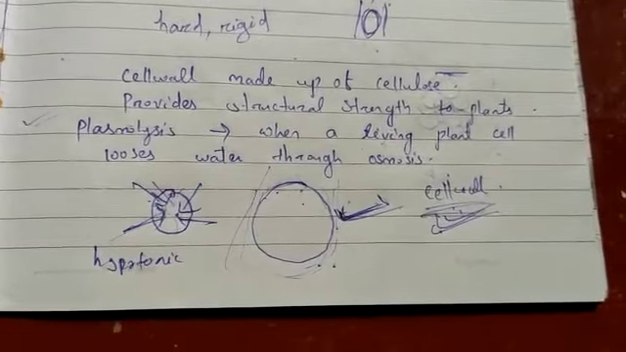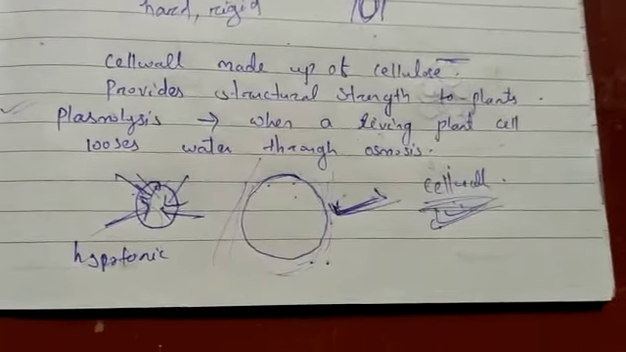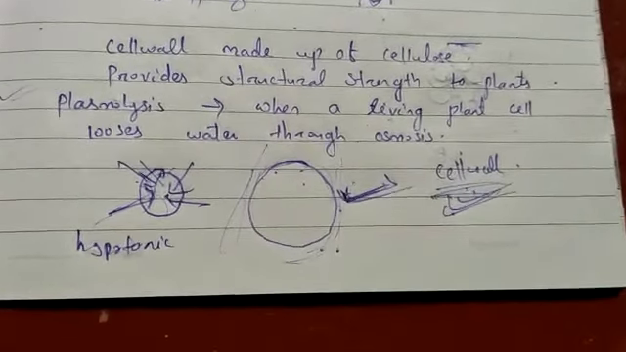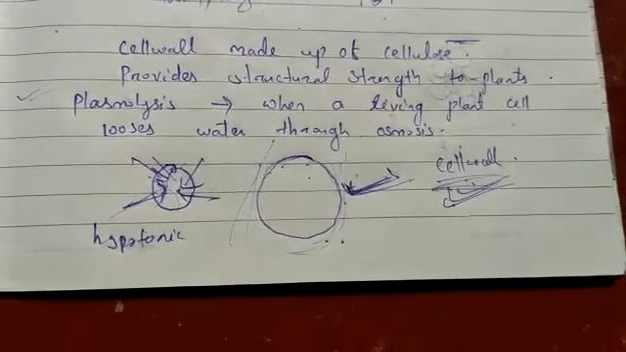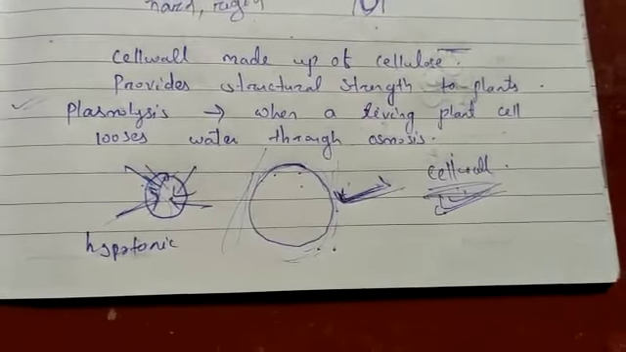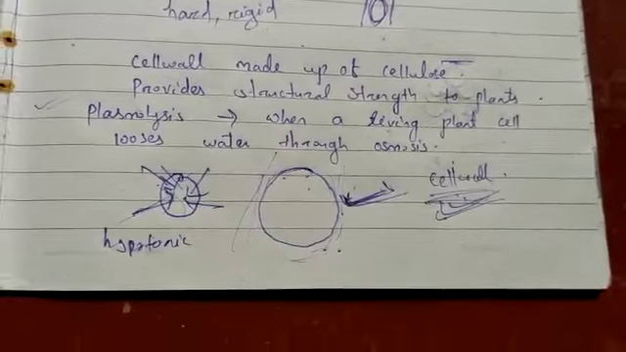So we are clear now about the plasma membrane, or the cell membrane, or the selectively permeable membrane, in both animal cells and plant cells. Next class we will study about the nucleus.